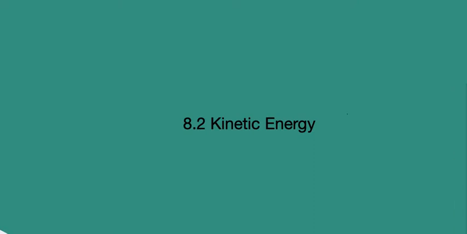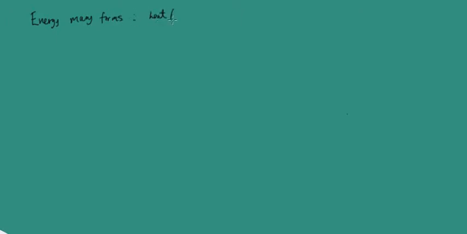Today we're going to be looking at kinetic energy. So we know that energy comes in many forms. For example, heat or thermal energy, as it's otherwise known, light, nuclear, chemical. The energy stored in food is in the form of chemical energy, and potential energy, or stored.